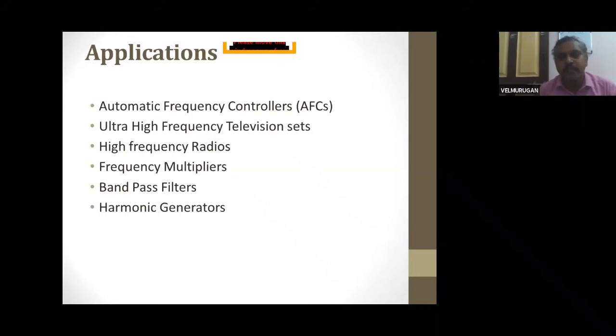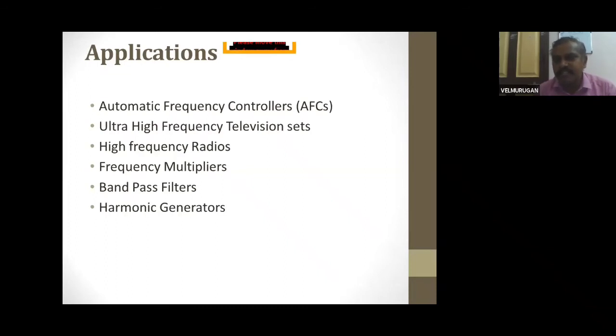Next, frequency multipliers. First of all, what is a multiplier? Many frequencies are multiplied and combined into one frequency. For example, you could take 4 types of frequency: F1, F2, F3, F4. So 400, 600, 800, 1000. These 4 types of frequency are multiplexed and then transmitted. That is a frequency multiplier.